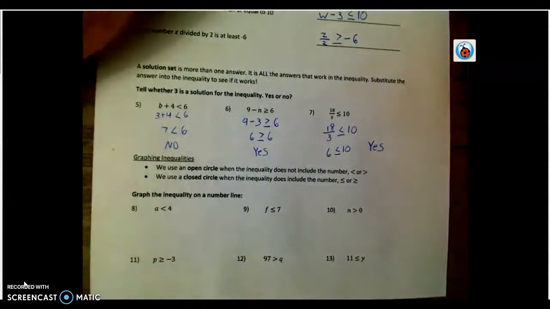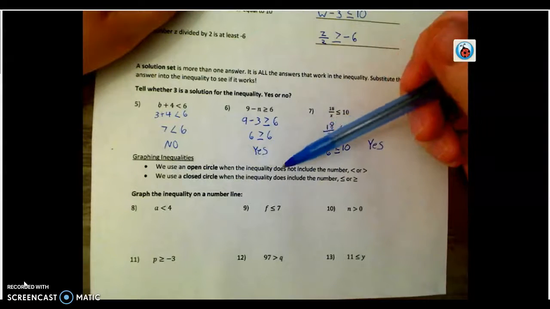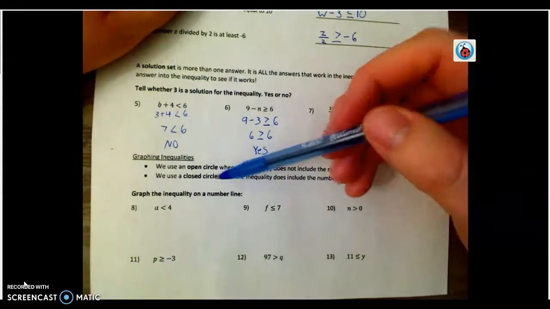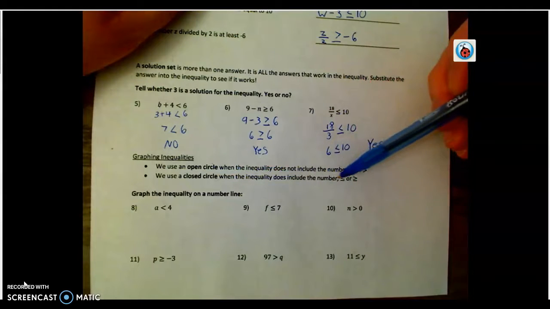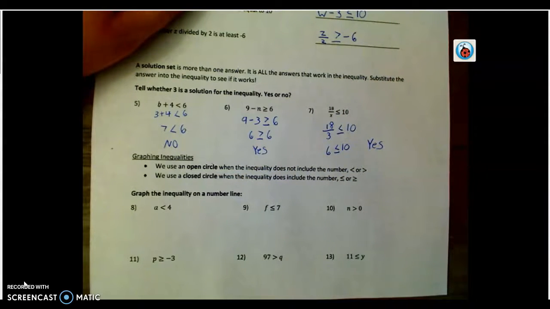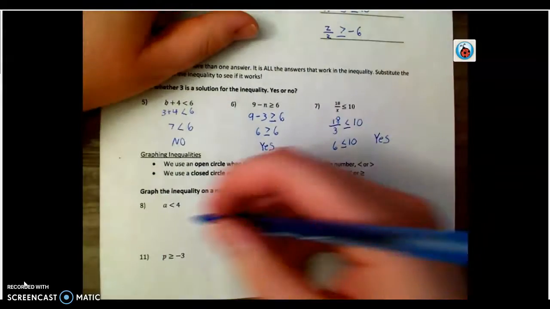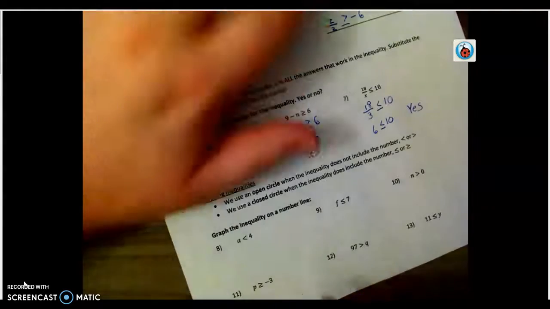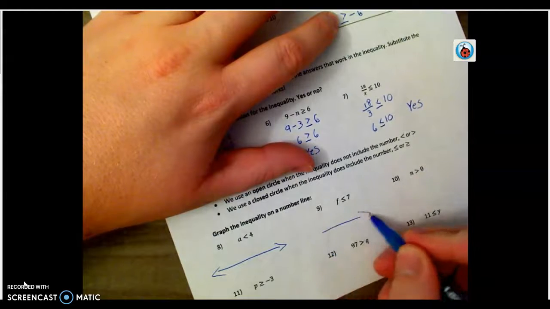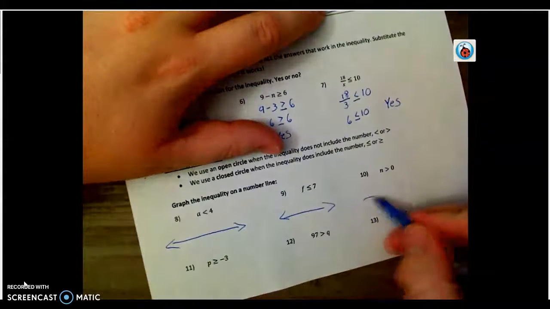When it comes to graphing inequalities, we use an open circle when the inequality does not include the number, so the less than or greater than sign. We use a closed circle when the inequality does include the number. We use the less than or equal to or greater than or equal to sign. So for number 8, a is less than 4. We are just graphing these, so you're going to need to make a number line. Go ahead and make a number line for all of these quickly.